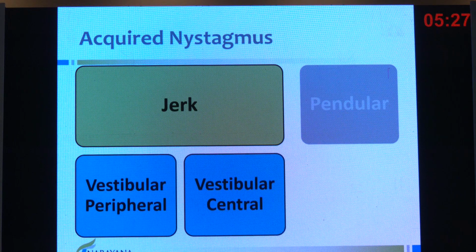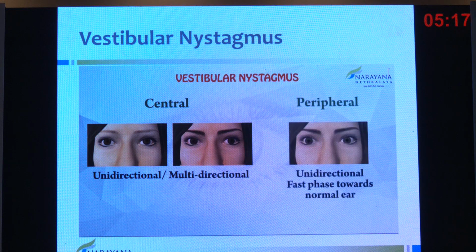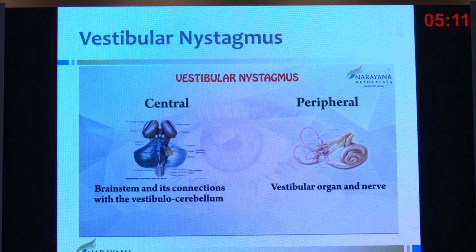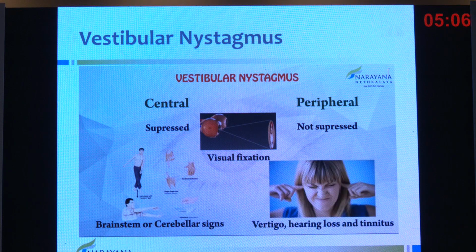So let's look at the jerk, and I'll try to describe it in terms of the vestibular peripheral and the vestibular central. So how do we go about? Vestibular, you can see, is unidirectional or multidirectional as the central cause, whereas the peripheral one is unidirectional towards the normal eye. You also look for the central and the peripheral signs related to the brainstem, and the other peripheral is related to the ear. And you should understand the central gets suppressed with visual fixation, but the peripheral does not get suppressed. And the specific signs of the brainstem or cerebellum will be seen in the central, and the vertigo, hearing loss and tinnitus will be seen in the peripheral part.